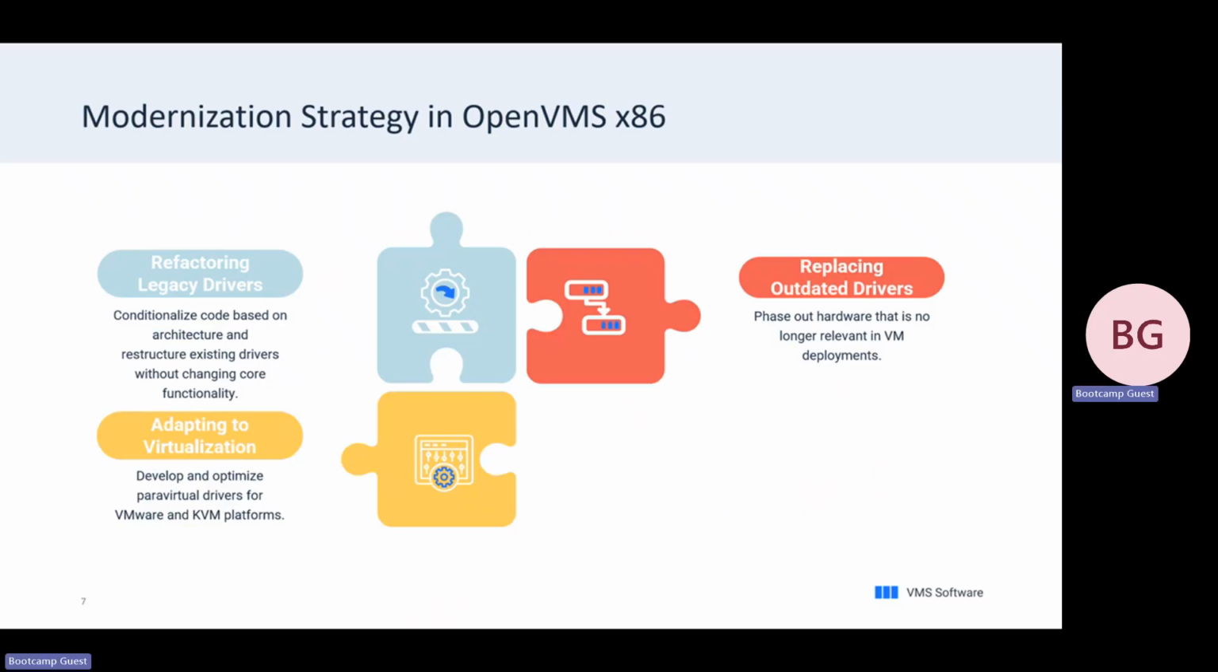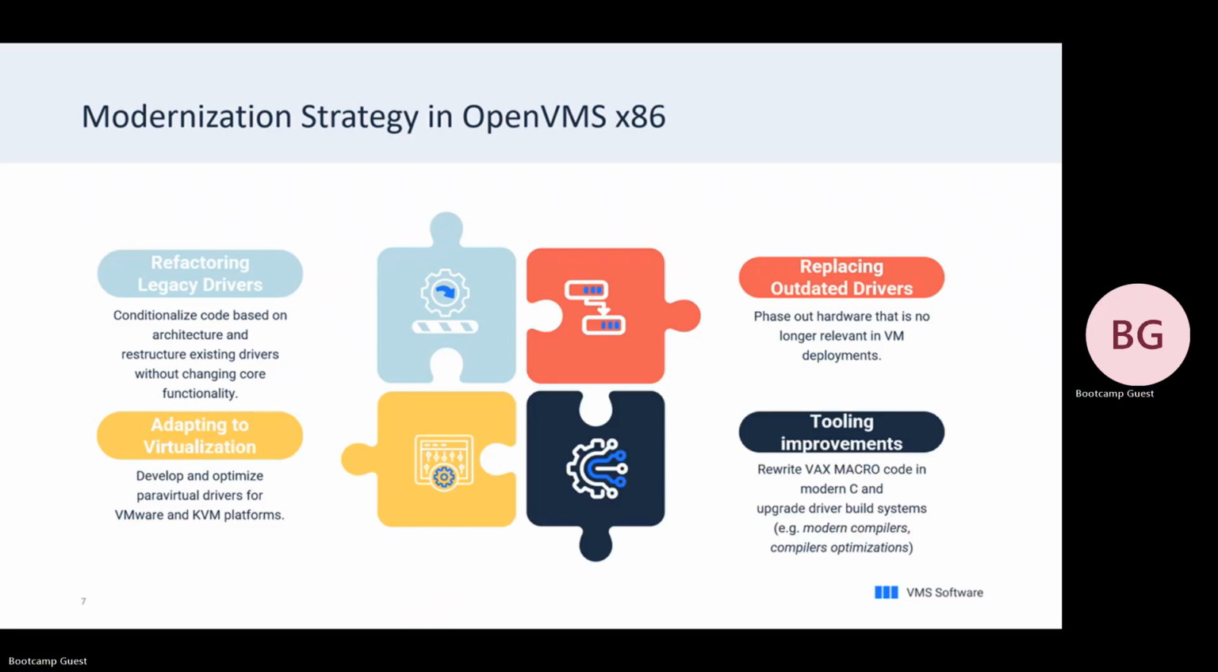But we run on VMs. This means that we can support new drivers. So it's important for us to develop and optimize some paravirtual drivers for KVM and VMware platforms. And all the three strategies, let's say, that I mentioned before, require some improvements in our tooling. This could be either rewriting some drivers from VAX MACRO code to C, or upgrading our building procedures in order to use modern compilers and, of course, compiler optimizations.